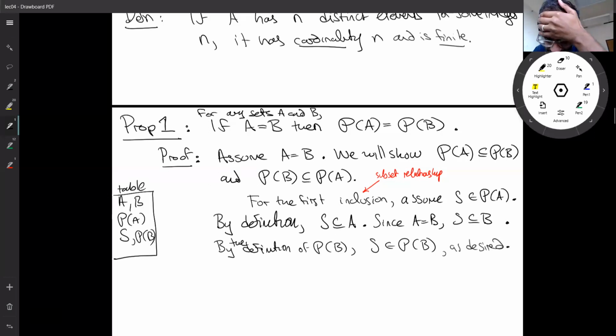How would I show the second inclusion? Kind of similar, but just switching A with B. Yeah. In fact, it would be exactly the same thing, but with the roles of A and B switched. Now, this happens a lot in proofs, and instead of copying everything down again, it's perfectly fine to write that the other inclusion is identical with the roles of A and B reversed.